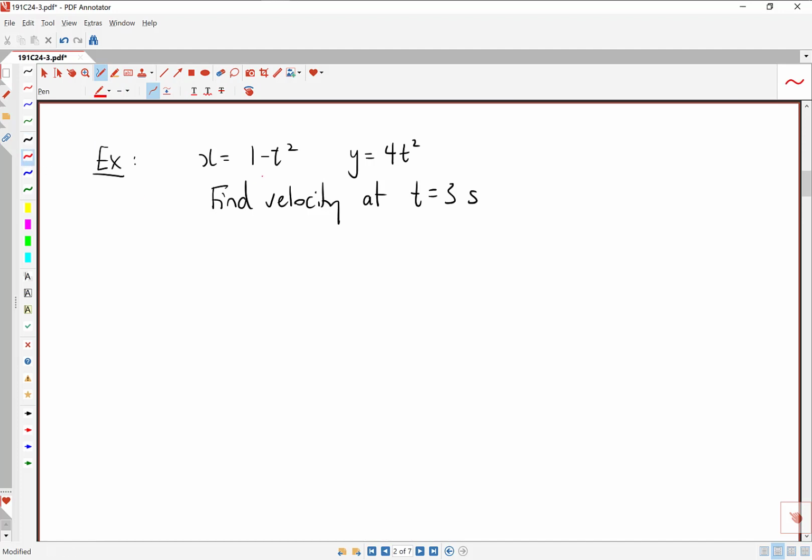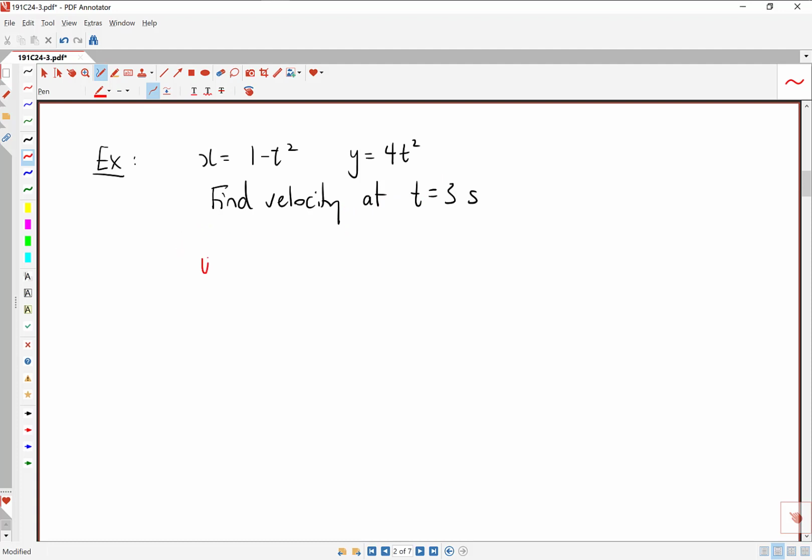So here's our problem. It's the same motion that we described in our initial example here. Horizontal position, x equals 1 minus t squared. Vertical position, y equals 4t squared. What we want to do is find the velocity at t equals 3 seconds. And that means find both speed and direction.